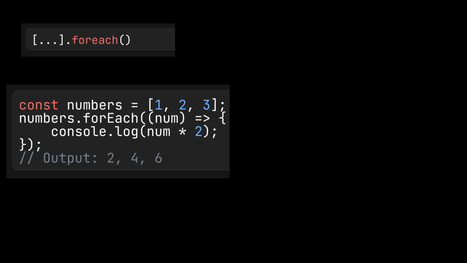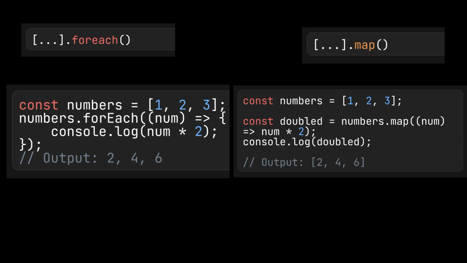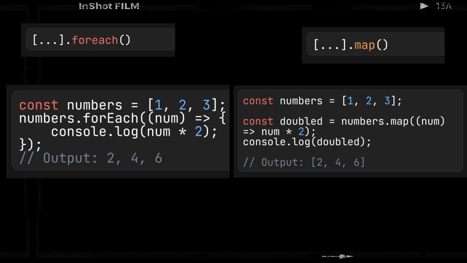If you only need to iterate through an array for a side effect like console log or DOM updates, forEach is the more appropriate choice. However, if you are transforming the array into a new format or set of values, map is the better tool because it returns a new array. Understanding when to use each method is critical for writing clean, efficient, and functional JavaScript code.